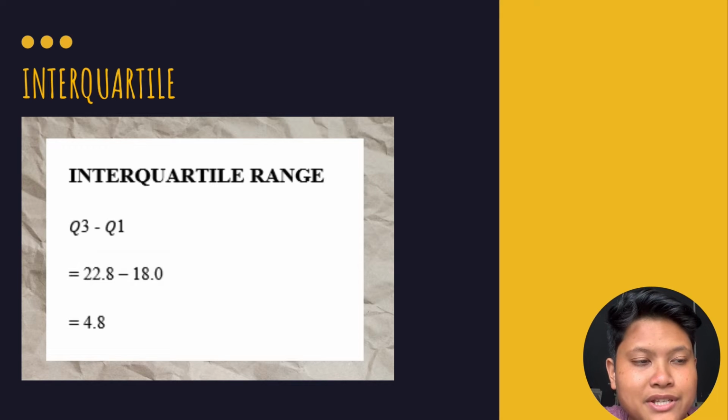Next is about the interquartile range. To measure the interquartile range, we also use a formula, which is Q3 minus Q1. So the value that we got from quartile, for Q3 is 22.8, and for Q1 is 18.0. So we have to subtract Q1 from Q3, and the last value that we got after we subtract is 4.8.